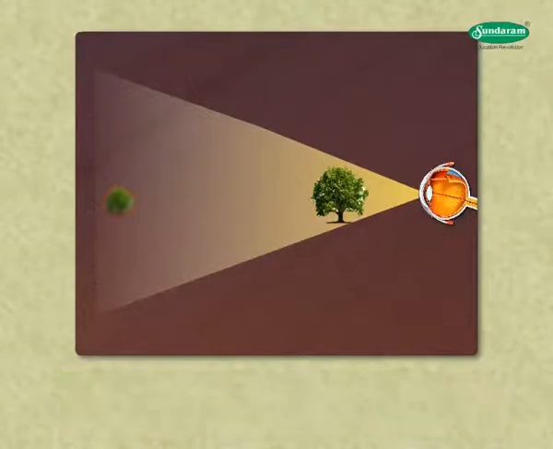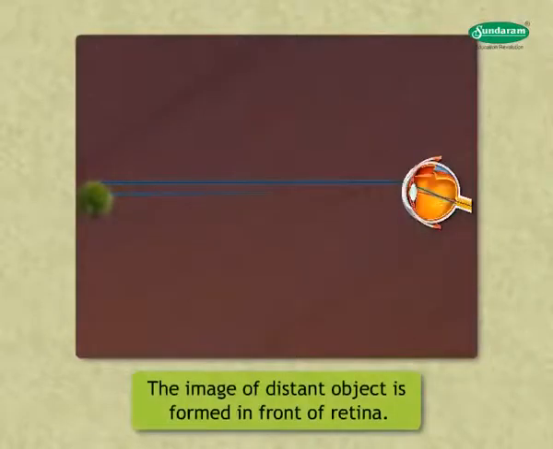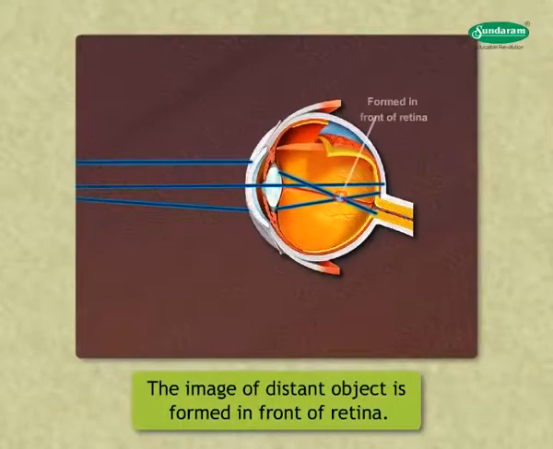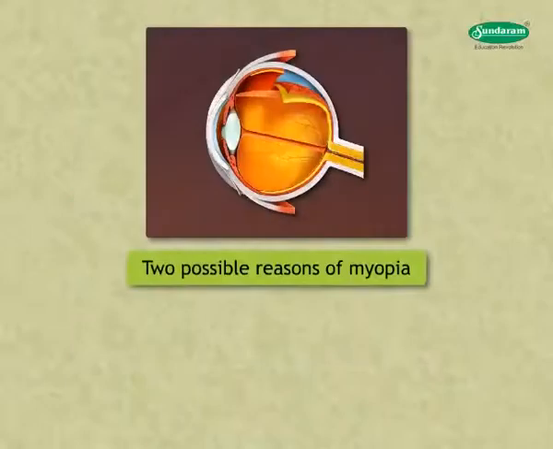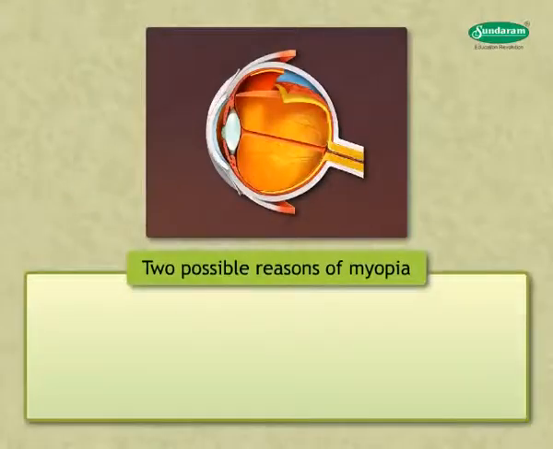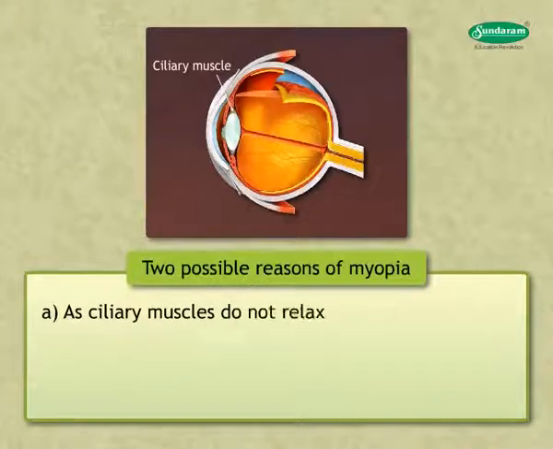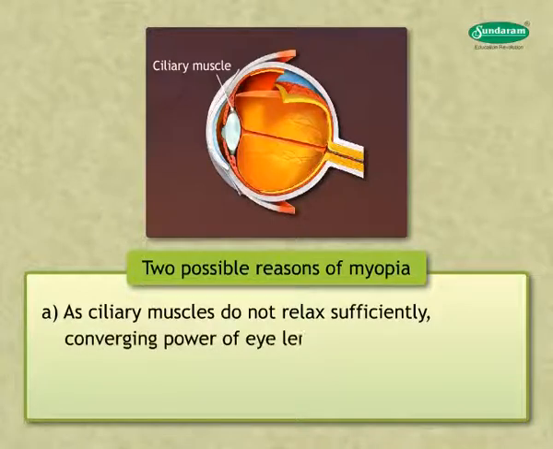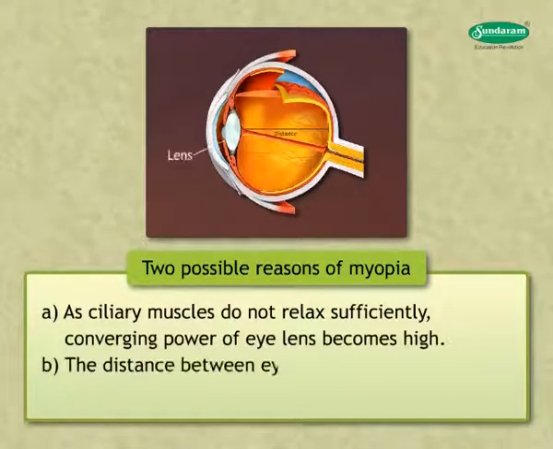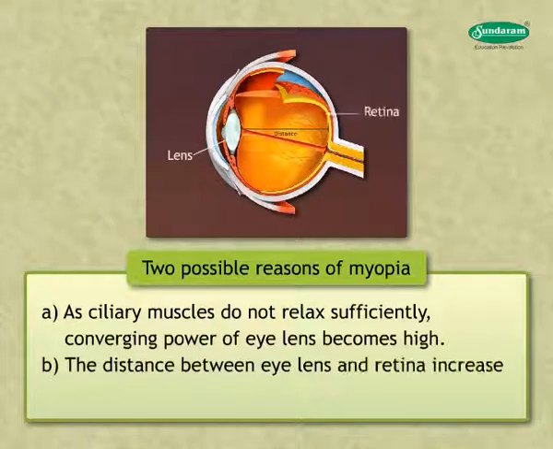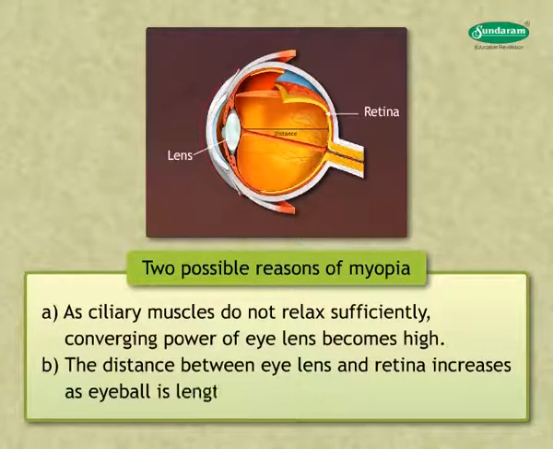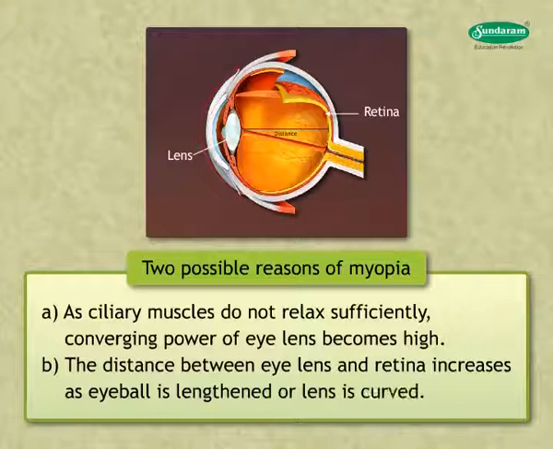In myopia, the image of distant object is formed in front of retina. There are two possible reasons of myopia. A. Ciliary muscles do not relax sufficiently, so the converging power of eye lens becomes high. B. The distance between eye lens and retina increases as eyeball is lengthened or lens is curved.